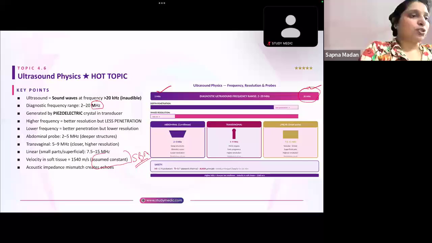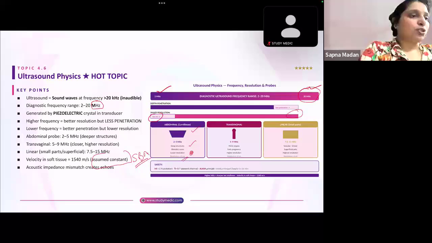Now the abdominal probe is curvilinear, 2 to 5 megahertz. It will target the deeper structures and it is used in obstetric scans as well. The resolution is lower, and the penetration is around 25 centimeters. In a transvaginal probe, the frequency is 5 to 9 megahertz.